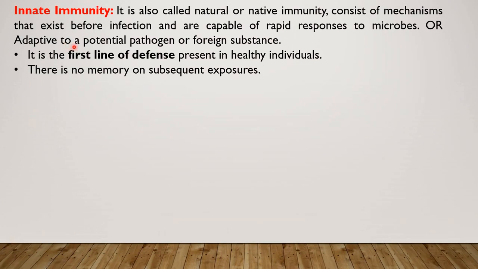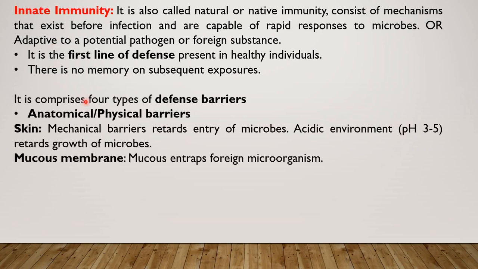So first is innate immunity. Innate immunity is also known as natural and native immunity. It consists of mechanisms that exist before infection and are capable of rapid response to microorganisms or adapted to a potential pathogenic or foreign substance. Innate immunity is also known as the first line of defense present in healthy individuals. There is no memory. Innate immunity is categorized into four defense barriers, beginning with the anatomical or physical barrier.